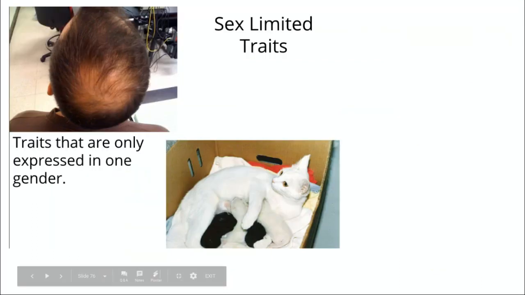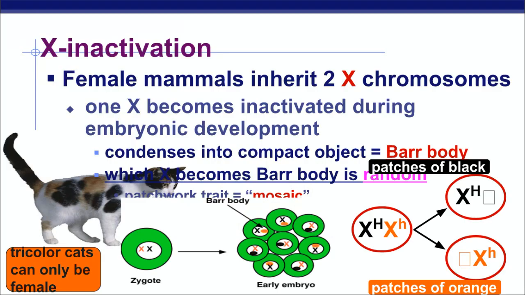Here are another couple of examples. We have albinism with a cat here. We have male pattern baldness. Both of those are sex-linked traits that are only expressed in one gender. The reason with a sex link that females don't display them is because they have it masked by the allele on the other X chromosome.